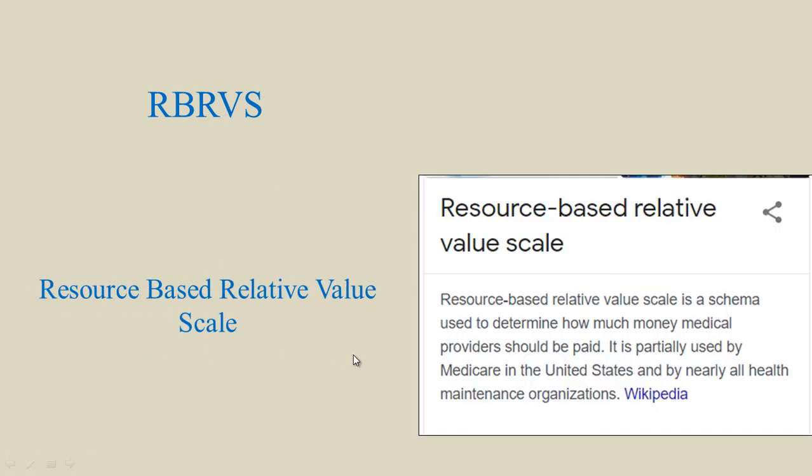RBRVS, Resource-based relative value scale. Resource-based relative value scale is a schema used to determine how much money medical providers should be paid. It is partially used by Medicare in the United States and by nearly all health maintenance organizations.